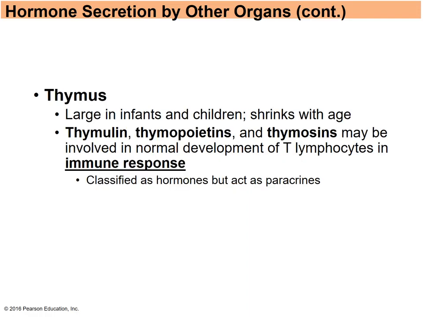The thymus is the last of the endocrine glands we're going to look at. This one is a little bit different in that it's larger and more active in infants and children, and then as you age, it shrinks, gets smaller and smaller. It's involved with the development of the T lymphocytes, which are involved with immunity. It's part of your immune response. We're going to look in quite a bit of detail at what the T lymphocytes actually do when we study the immune system. But the thymus, like I say, is large in infants, and then as you age, it gets smaller and smaller and smaller.